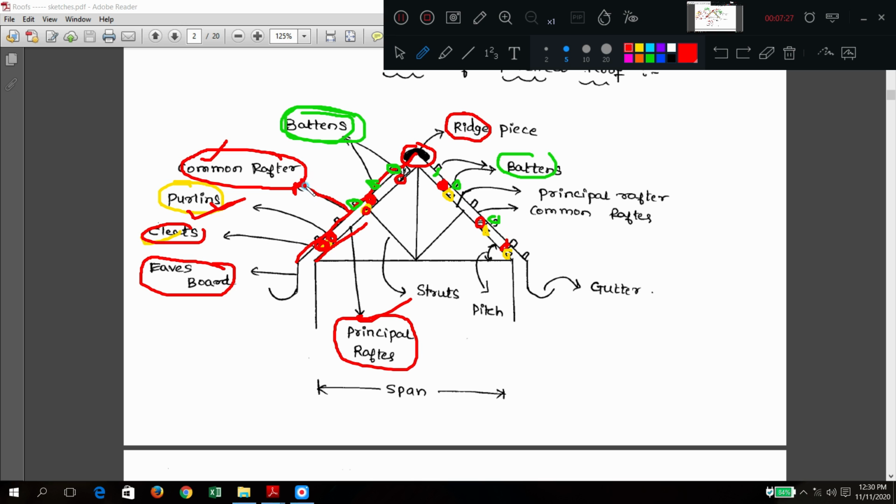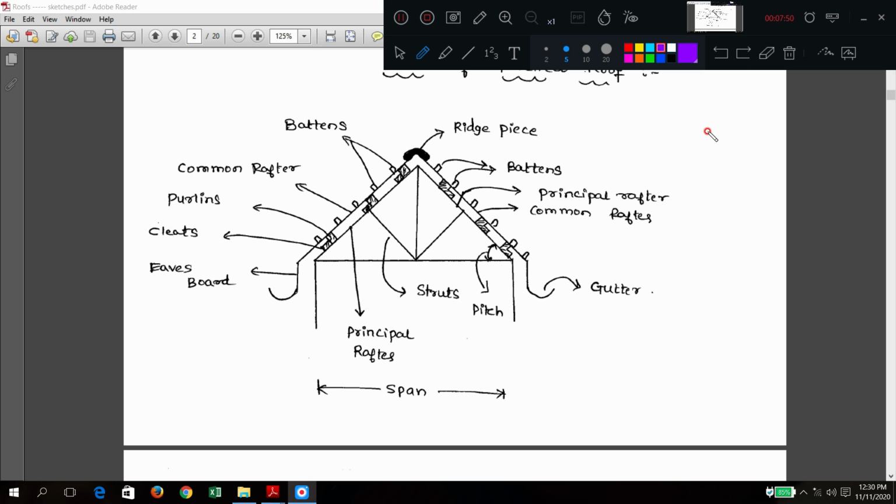Above the common rafter you have battens, and to these battens we fix GI sheets or tiles, whatever may be the case. Like this the GI sheets will come. I hope the typical elements of the pitched roof are clear. Okay, now we will see some of the terms.